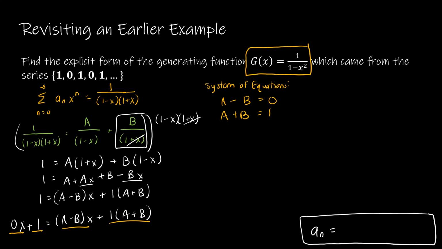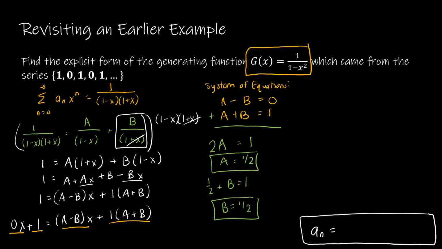Well, that's going to be pretty easy using elimination. If I just add these two together, a plus a gives me 2a, negative b plus b gives me 0b, 0 plus 1 gives me 1, so a is 1/2. Plugging 1/2 into either equation, I'm going to choose the second equation, a plus b equals 1, so 1/2 plus b equals 1, subtracting 1/2 from each side gives me b is 1/2. So I get a is 1/2, and I get b is 1/2.